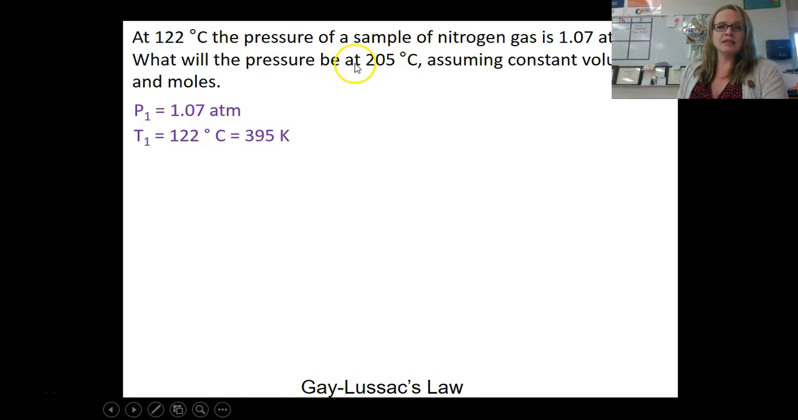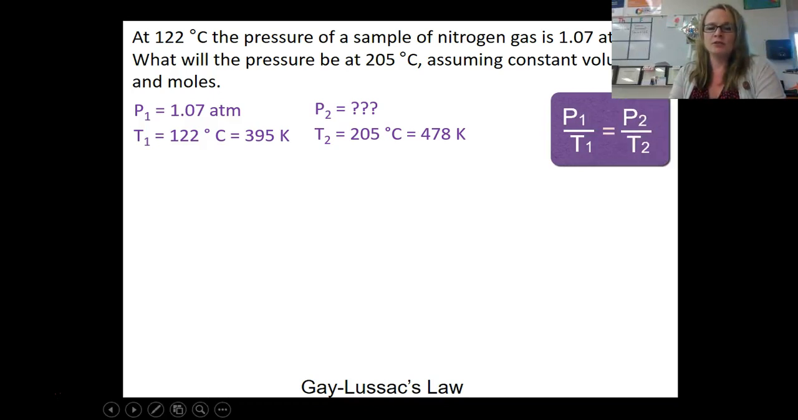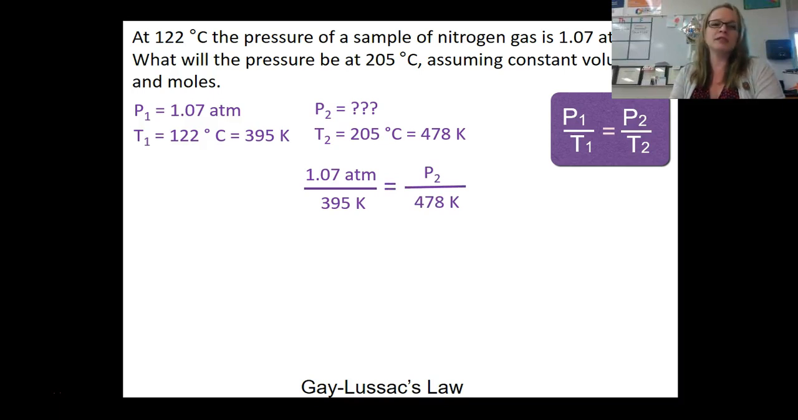Alrighty, my second set of variables, they are asking what the pressure will be, so that's my question mark. And then I am taking that sample of gas and heating it up to 205 degrees Celsius, so that's 478 Kelvin. So I see just from looking at the variables, I'm going to be using Gay-Lussac's law. Okie doke. So, just plugging and chugging, putting my pressure over my temperature, and my unknown pressure over its temperature.